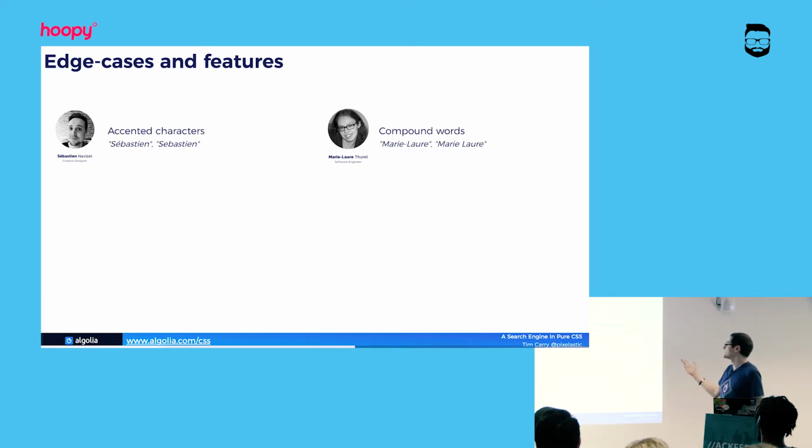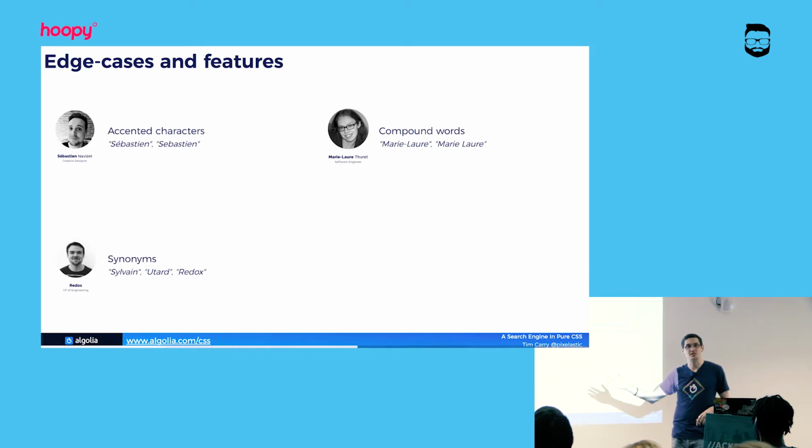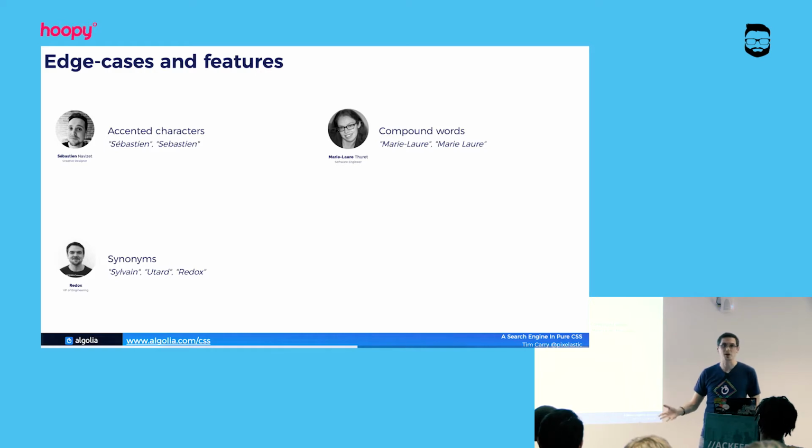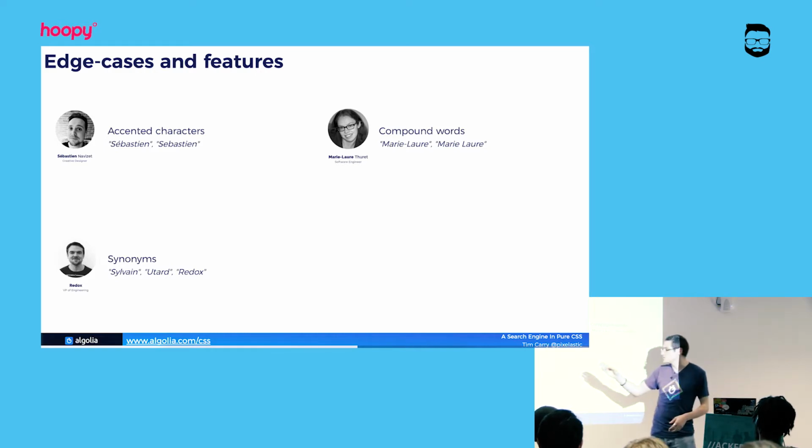You have compound words. Marie-Laure should be found by searching for Marie or for Laure. So you don't only have to split on spaces, but also on dashes. You have to handle synonyms. My coworker Sylvain is better known on GitHub under his GitHub handle Redux. So you need to be able to find him through a synonym. So in addition to his first name and last name, you add a new n-gram for his GitHub handle.